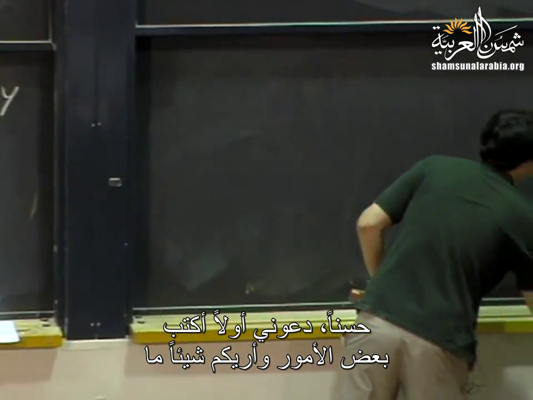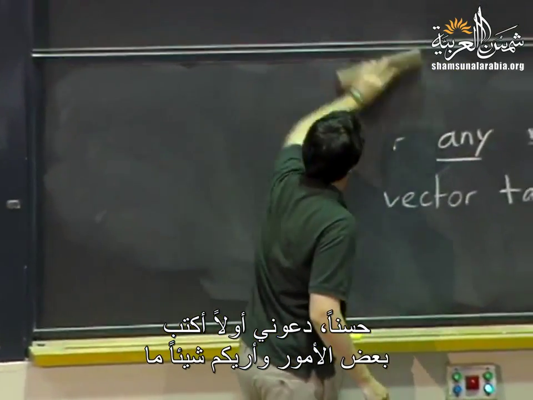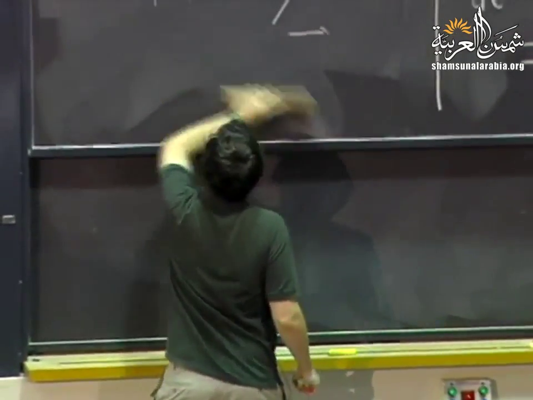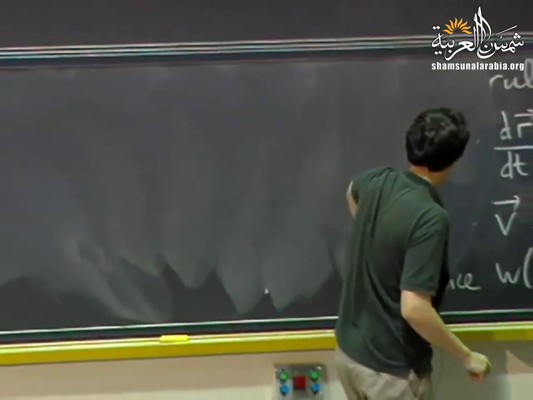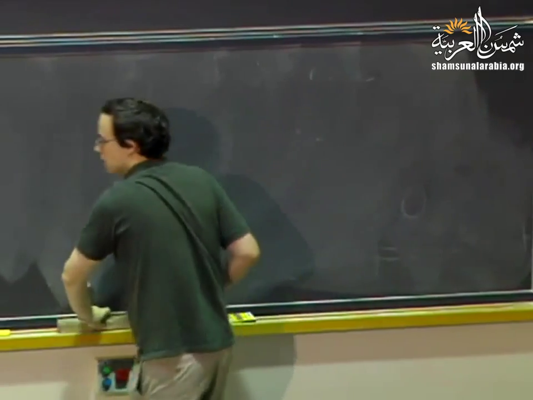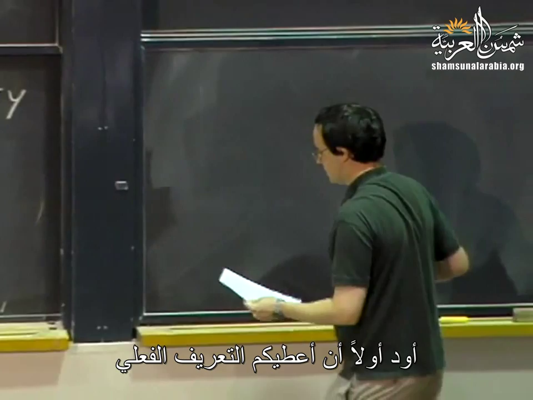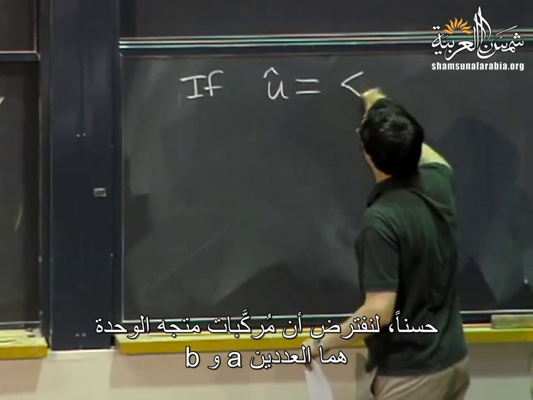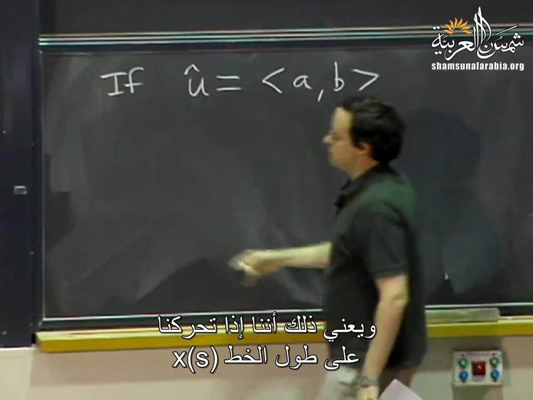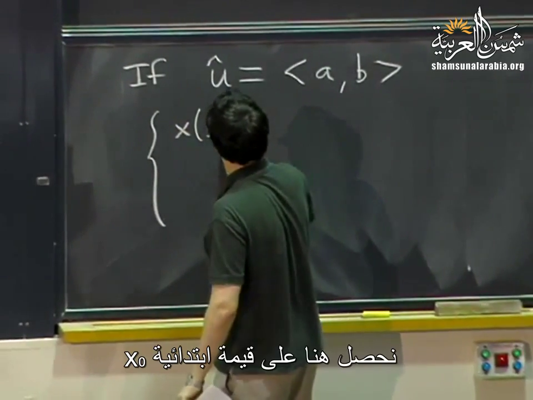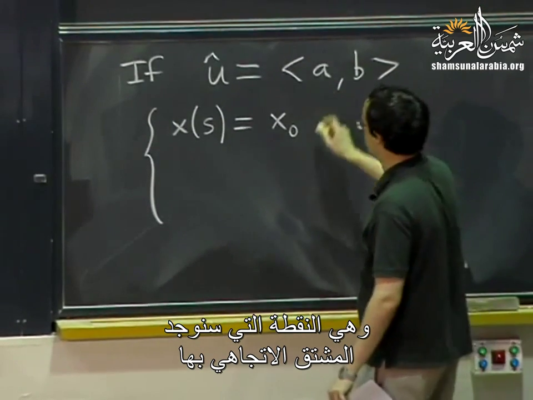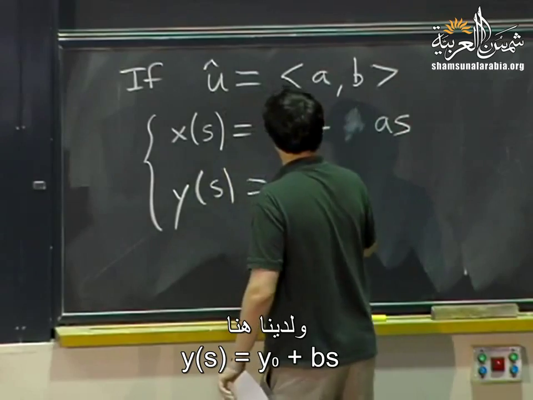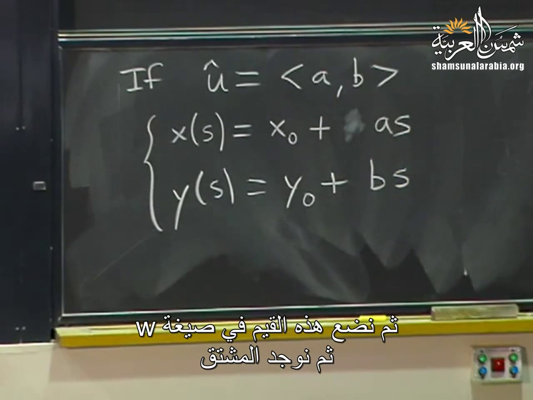Well, let me first write down a bit more and show you something. I just want to give you the actual definition. Let's say that the components of our unit vector are two numbers a and b. Then it means that we'll move along the line x of s equals some initial value, the point where we're actually looking at the directional derivative, plus a times s, and y of s equals y0 plus b times s. And then we plug that into w.